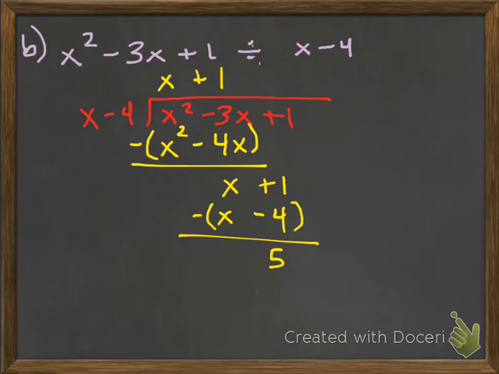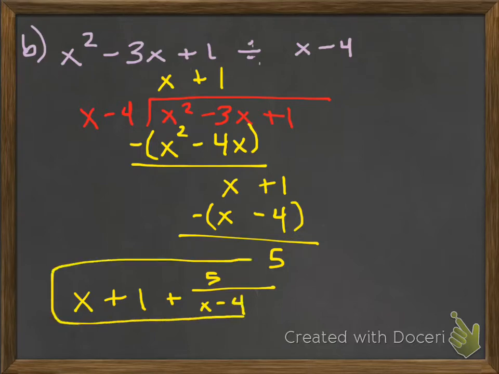The way we write our answer is x plus 1, and now I have a remainder of 5, and that 5 is over what we divided by, that x minus 4. So that's our final answer. We'll try one more together, and then we'll pick up with this tomorrow in class doing board work.